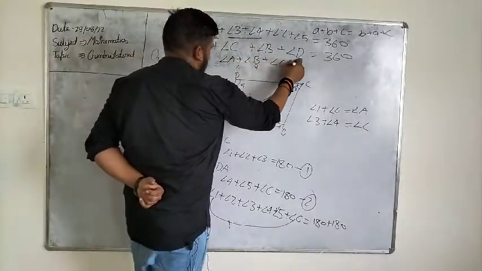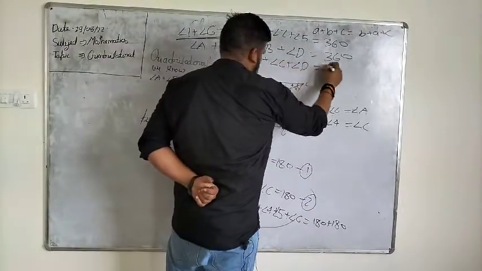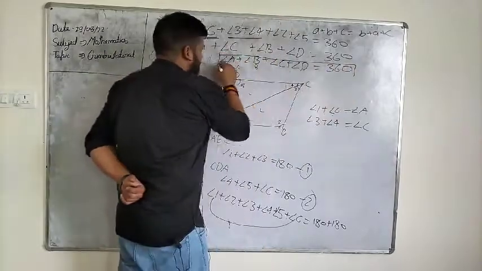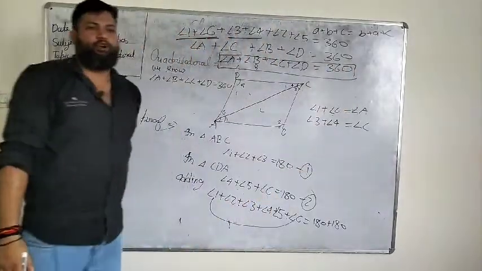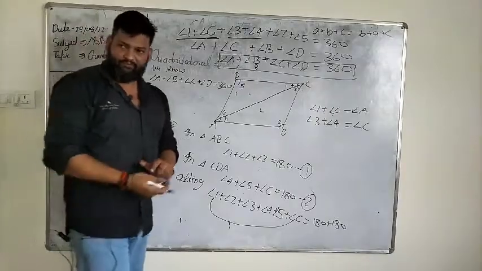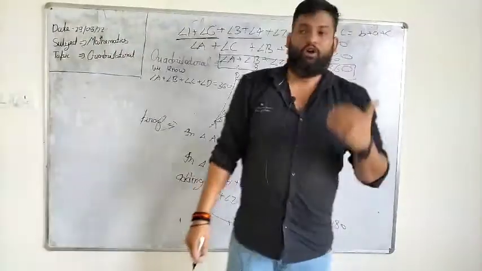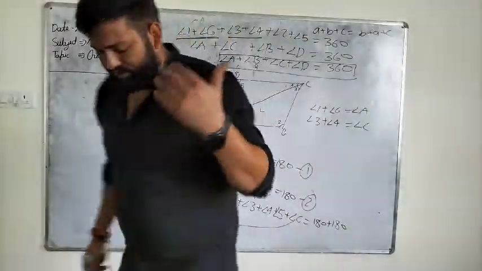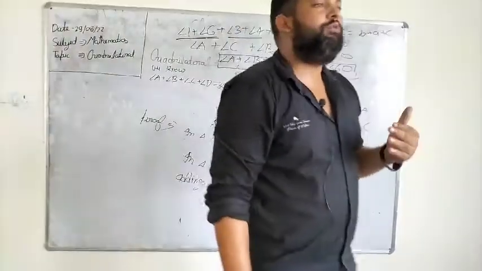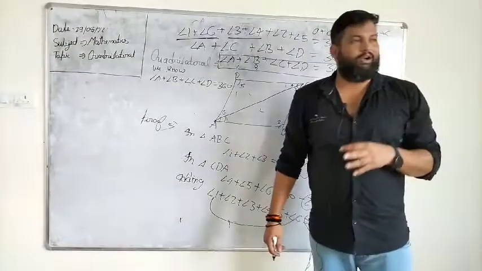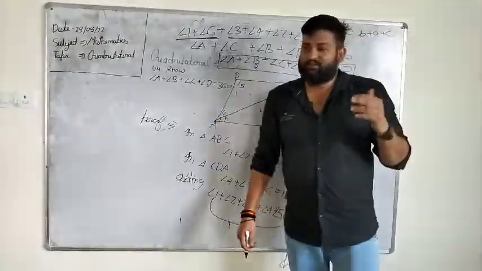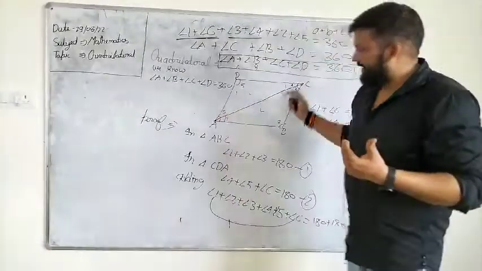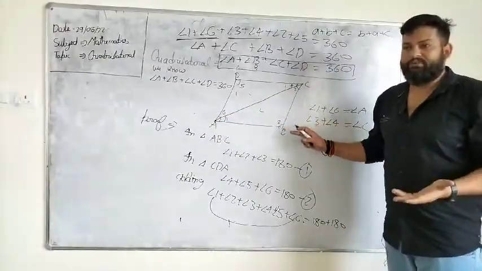And this way, when we write in a sequence, angle A plus angle B plus angle C plus angle D is equal to 360 degree, and we know that angle A, B, C, D are the angles of a quadrilateral. So this way we can say that the sum of all angles in a quadrilateral is equal to 360 degree. If someone asks you how you can prove that the sum of all angles in a quadrilateral is 360 degree, this way you can prove this theorem.